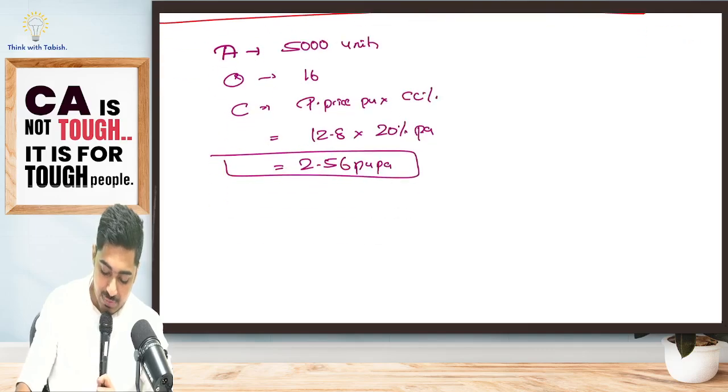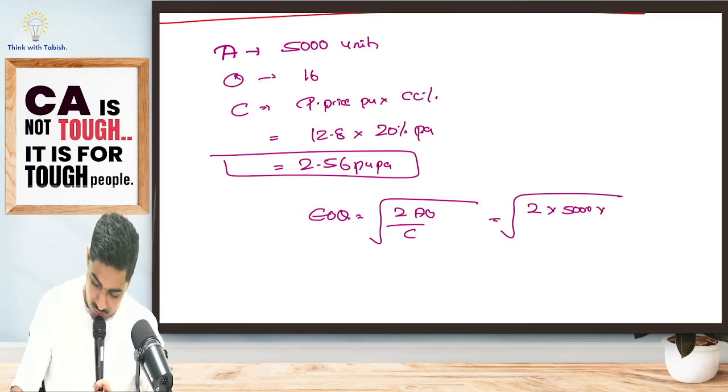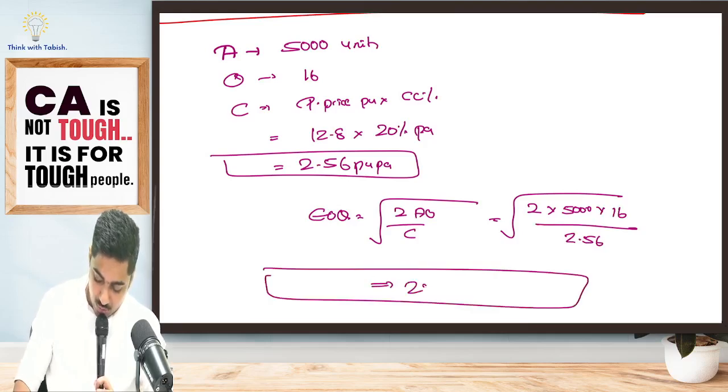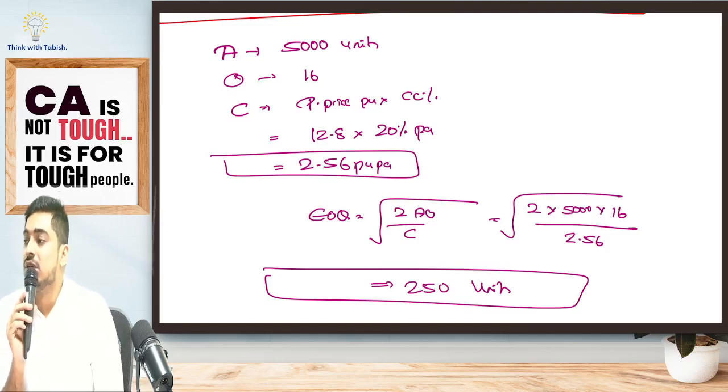Can I calculate my revised EOQ? Square root of 2AO divided by C. Square root of 2 into A is 5000 into 16 divided by 2.56. How much is it going to be? 250 units. Once I've calculated my EOQ, can I calculate total cost of EOQ? Yes, it is for you to practice by yourselves.